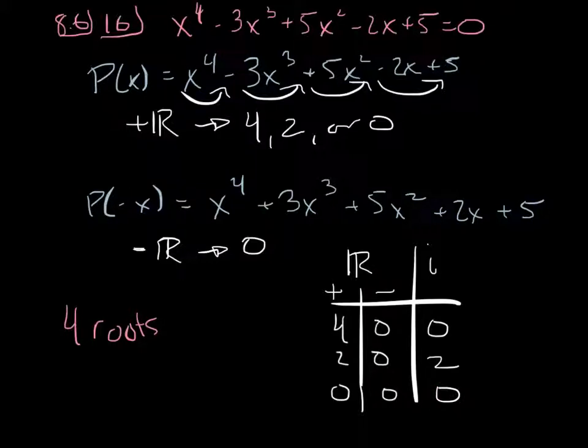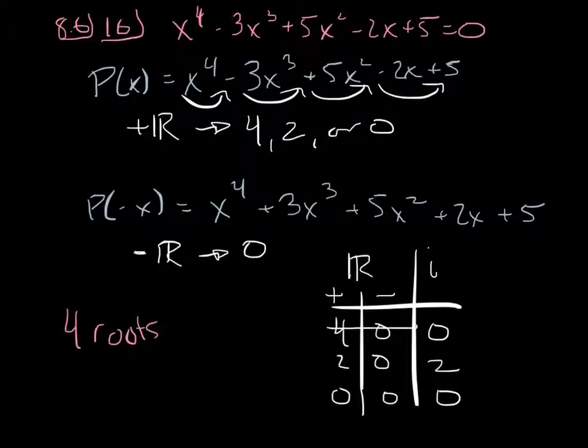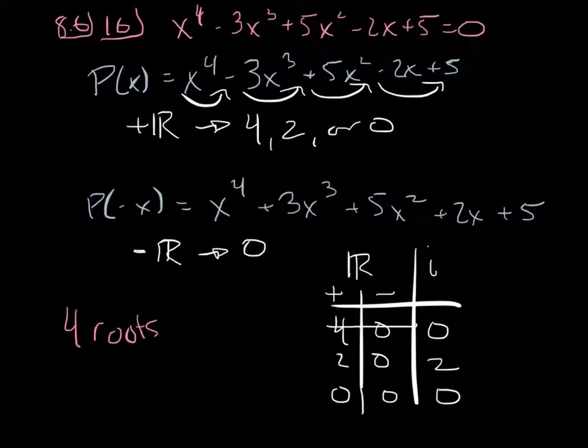It's still Descartes' rule. That means we could have 4, 0, 0, or 2, 0, 2, or 0, 0, 4. Alright, so let's take a look at another one. This is 8.6, number 18.